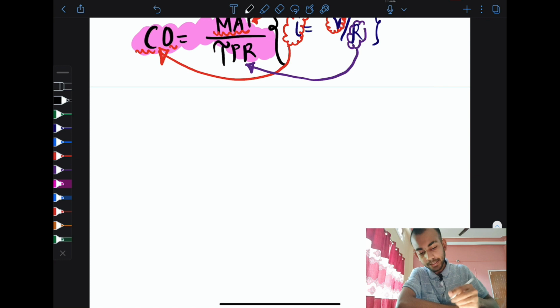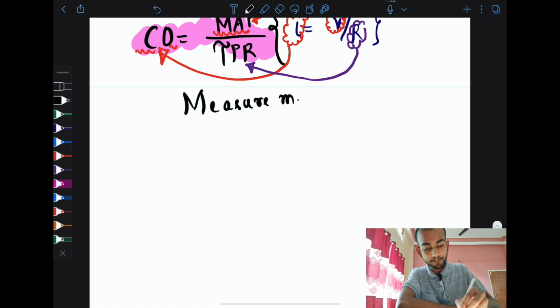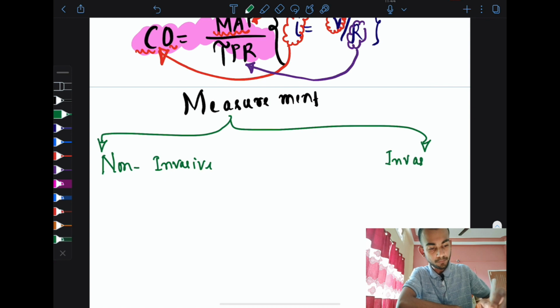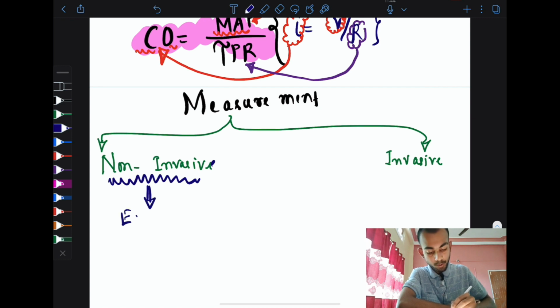Now let us talk about the ways of measurement of cardiac output. Talking about the measurement, guys, broadly there are 2 ways for measuring the cardiac output. Number 1 is the non-invasive method, and number 2 is the invasive method. Non-invasive methods basically do not require any invasion in our body and are very simple. They are echocardiography and Doppler studies.